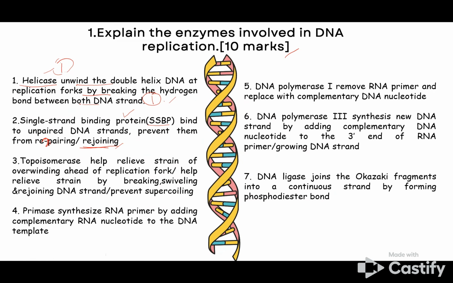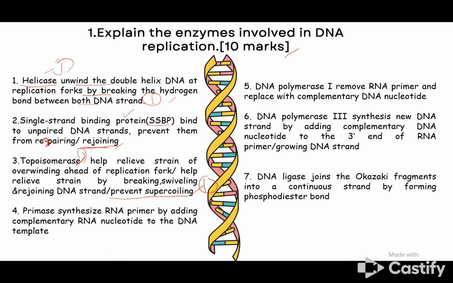Okay. Right. Next is topoisomerase, which helps relieve the strain of overwinding ahead of the replication fork, or helps relieve strain by breaking, swiveling and rejoining DNA strands, or simply you can write prevent supercoiling. You already got 1 mark here and you have 1 mark here. Okay, so any simple sentence.